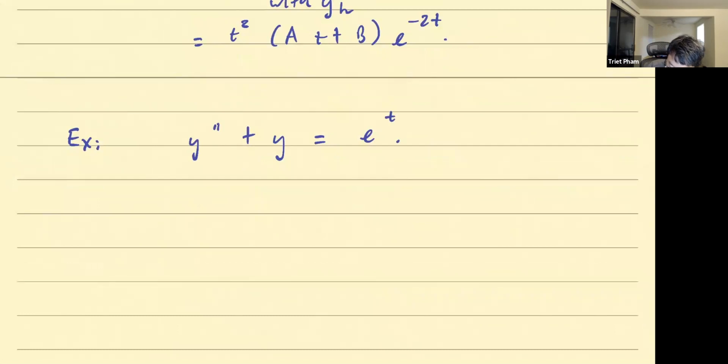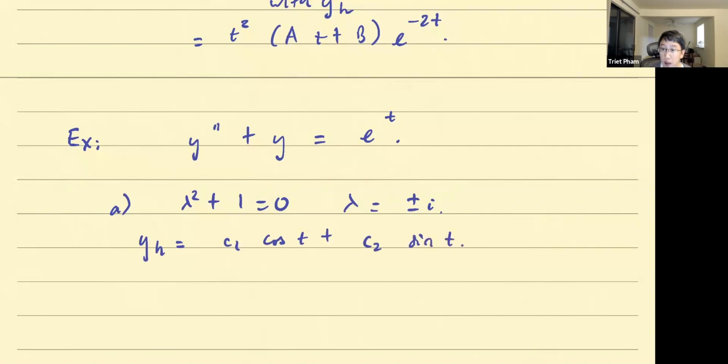So here the characteristic equation is lambda squared plus 1 equals 0. So lambda is plus or minus i. So YH is C1 cosine t plus C2 sine t. So I guess it's pretty straightforward. YP is A e to the alpha t, and solve for A.